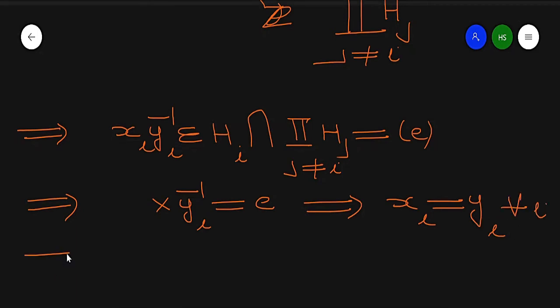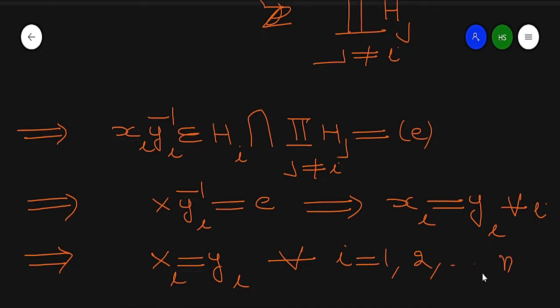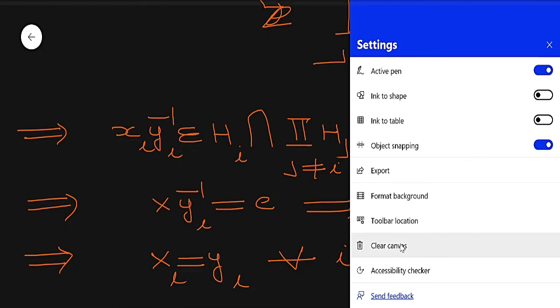So it proves the uniqueness. So it means Xi is equal to Yi, for every i running from 1 up to n. So it proves the uniqueness of these values. So it means if G is the internal direct product of its subgroups, then it satisfies A, B, C, and if A, B, C are satisfied, then it means it is an internal direct product.